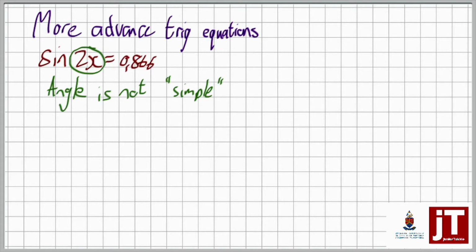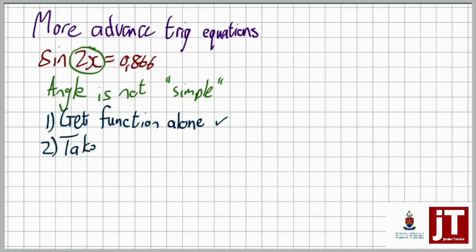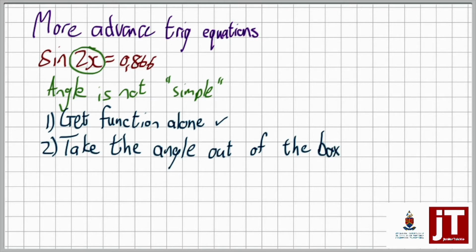Well, I'm going to tell you there's a few basic steps. And you will see from my videos, I love my few basic steps. So the first step is always get the function alone. Once I've got the function alone, which this one is, in other words, sine of 2x, the whole box is on its own under the Christmas tree, then I'm going to take the angle out of the box. Now I'm going to get to the present. Okay, I'm going to get to the contents of that box.